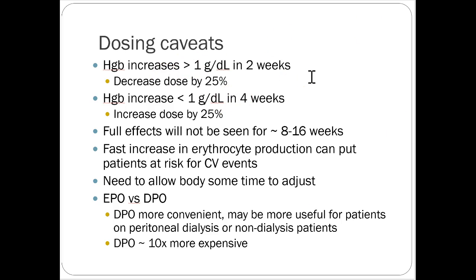So know that if you get a drastic increase in hemoglobin post starting EPO, you're going to want to drop your dose by 25%. And if you aren't getting the response you want in a month, you want to increase that dose by 25%. For full effects with EPO or darbepoetin, you have to wait about 8 to 16 weeks. So it takes a little bit of time to see the complete effects start to kick in.